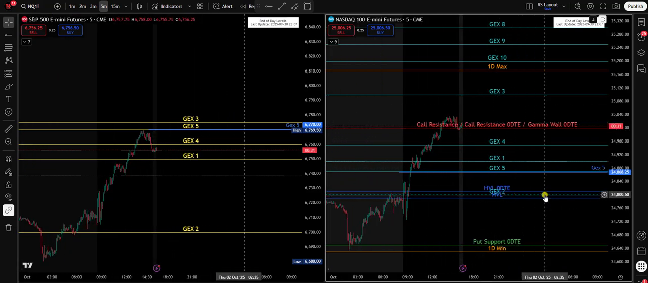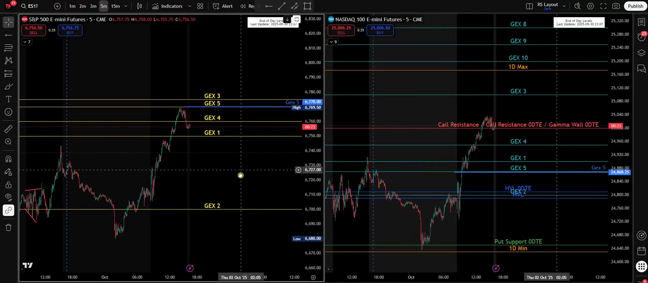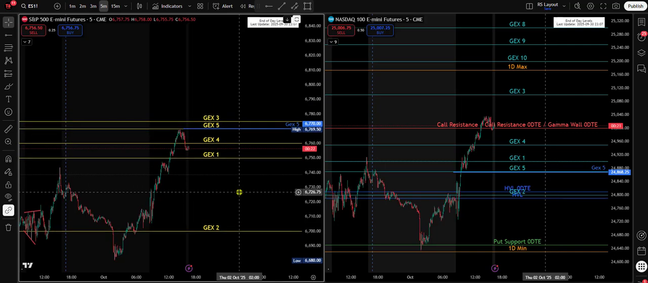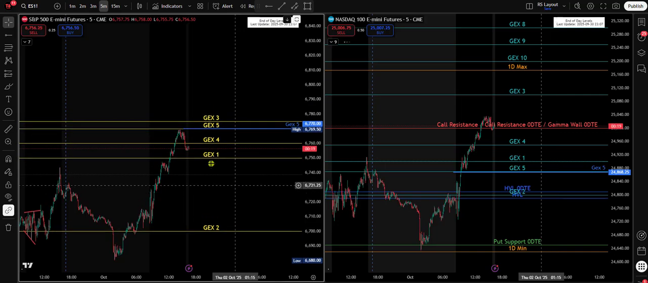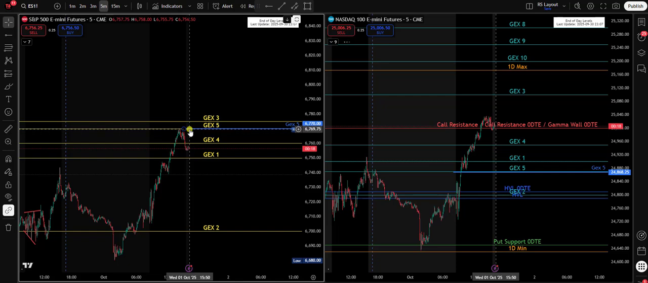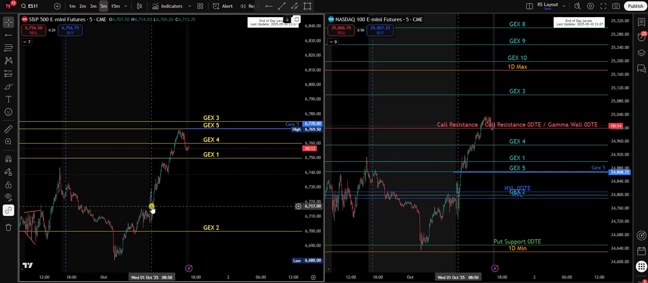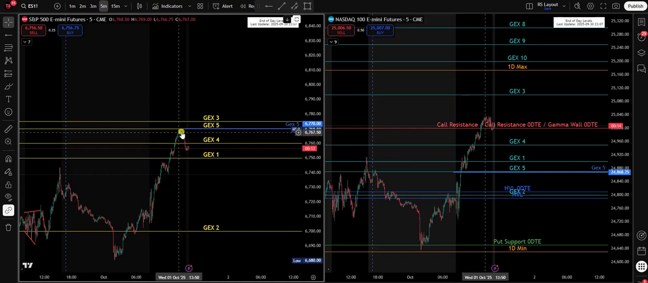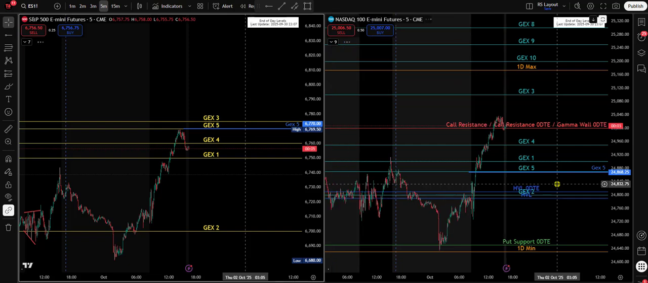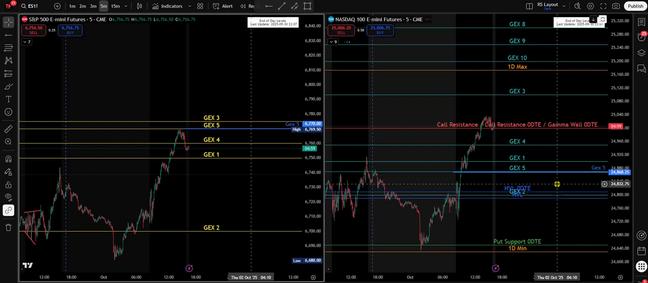Over here on the ES, well, like I said, what I like to do is use the JEX5 levels as a magnet. So if the JEX5 level is way up here, I have a pretty good idea that price is heading in that direction. Now, these are supposed to update at 5 p.m. Central Standard Time, but they usually don't. So that's the one thing I don't like about it.